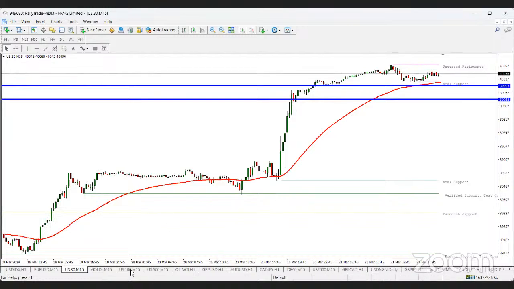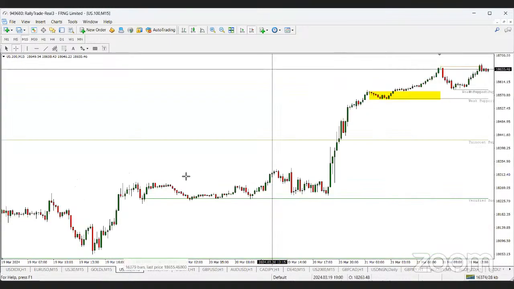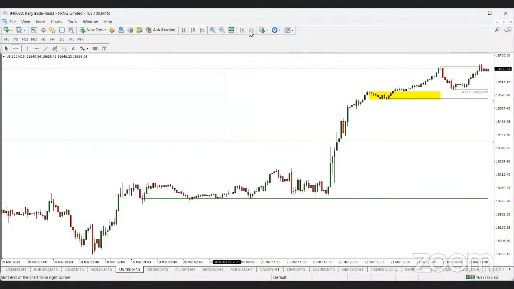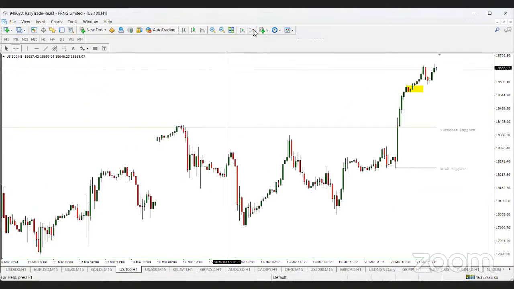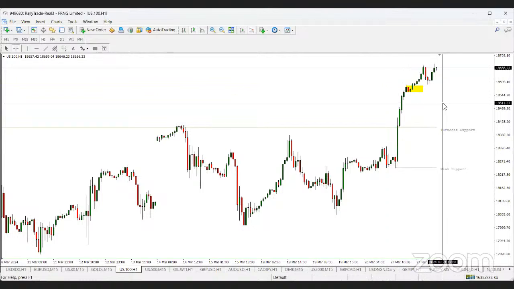Let's look at US 100. For US 100 also, just because it's currently at a new high position, we will be looking out for a sell.